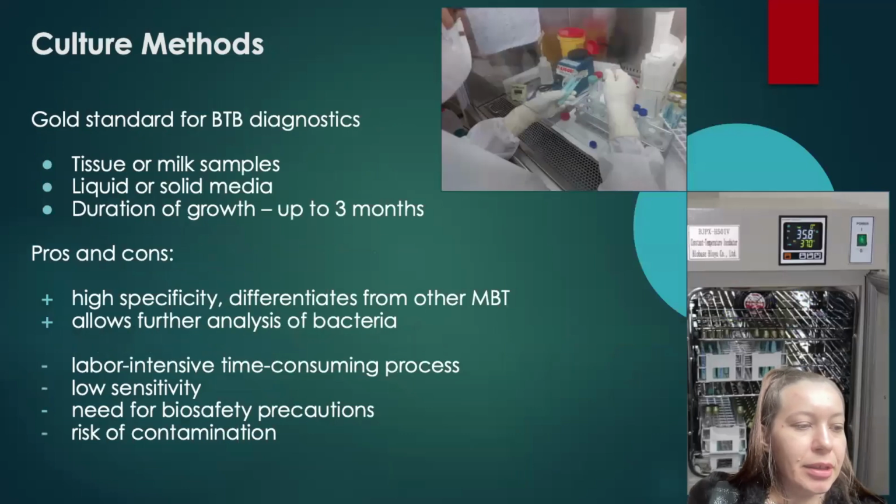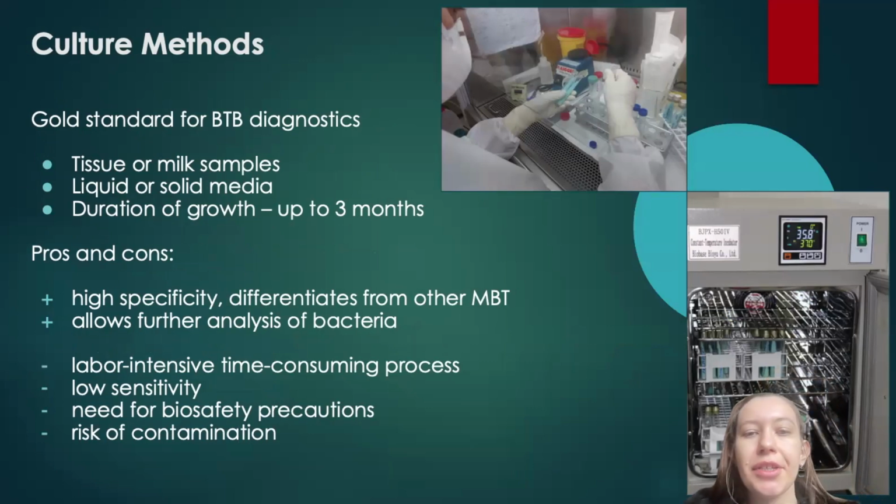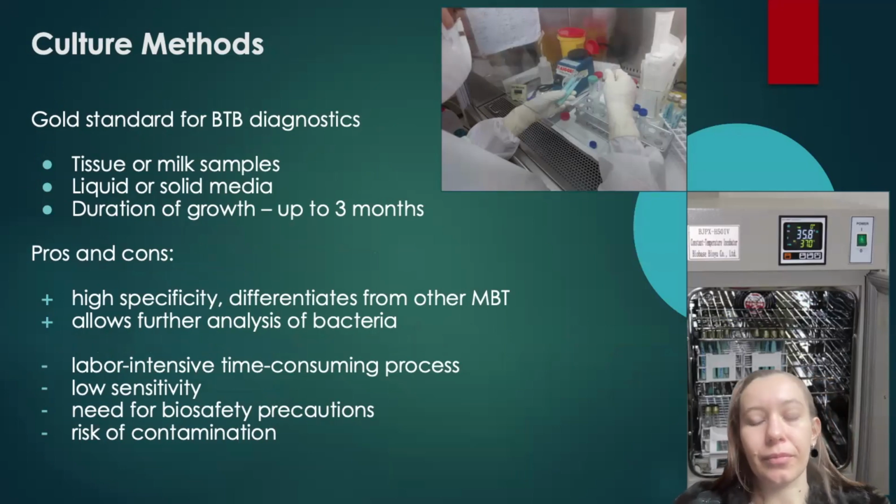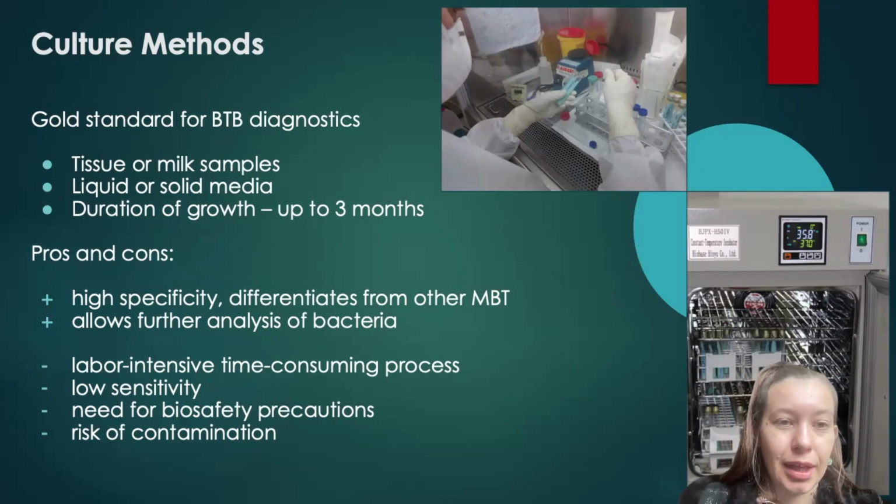The second big group of methods of detection is culture methods. Isolation of M. bovis is considered to be the golden standard for bovine tuberculosis diagnosis. However, this method has several disadvantages, which will be discussed later. Culture methods can be applied to isolate M. bovis from tissue or milk samples.